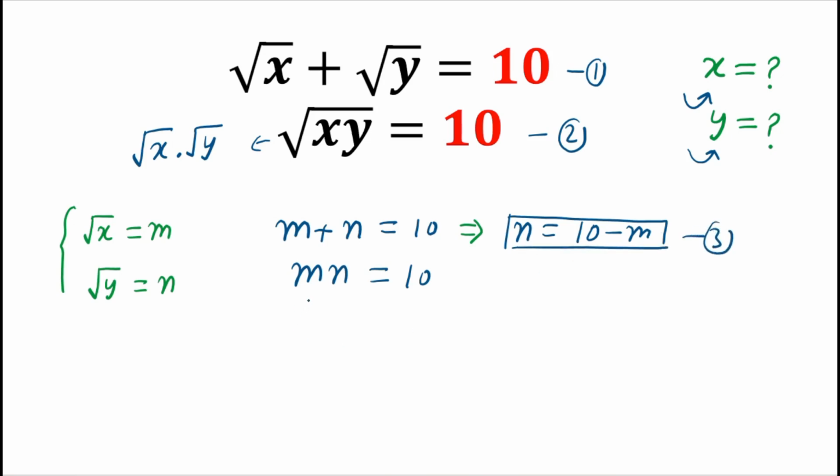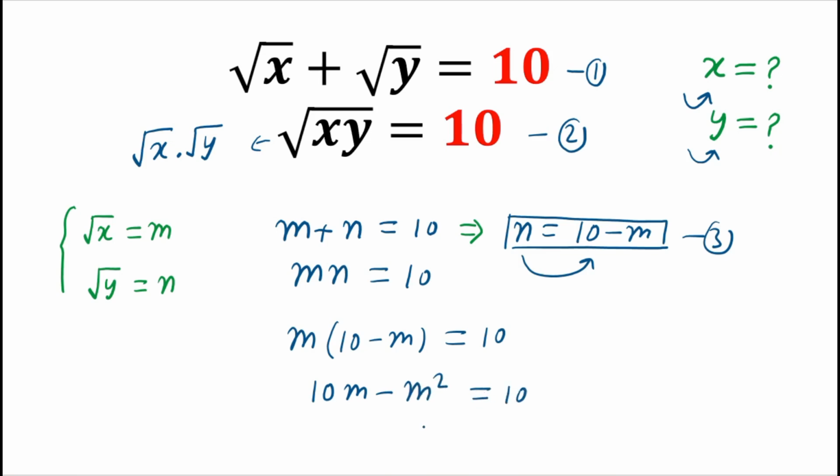Now here m times n is equal to 10. Now m, and this n is replaced by 10 minus m. Here m times (10 minus m) is equal to 10. Now m is multiplied by 10 minus m, then you will get 10m, and minus m multiplied by m, you will get m square, and this is equal to 10. Now first we will write this expression on the next page. Here 10m minus m square is equal to 10.